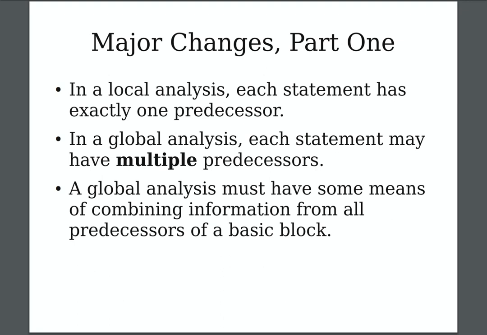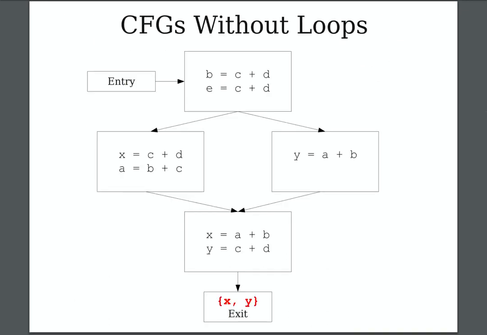So the challenge is that with local analysis, there's exactly one predecessor to each statement. But when we do this global analysis over a control flow graph, all the statements may have multiple predecessor statements, and that's reflected in the multiple in edges in our graph. And so a global analysis must combine the information from all of the predecessors somehow in order to do this analysis over the entire control flow graph.